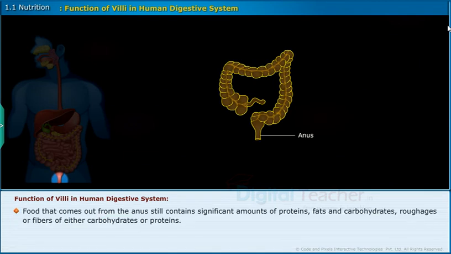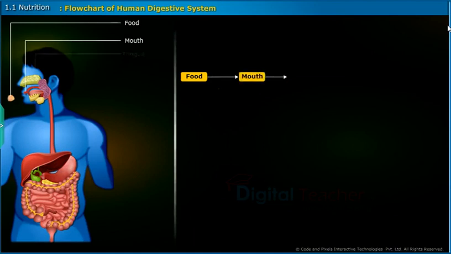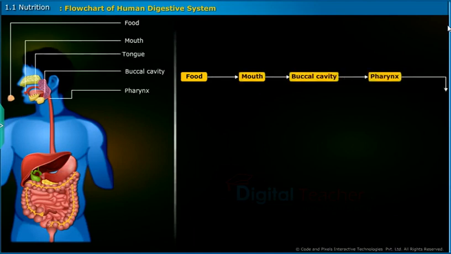Food that comes out from the anus still contains roughage or fibers, either of carbohydrates or proteins. The flowchart of the human digestive system is shown on the screen.